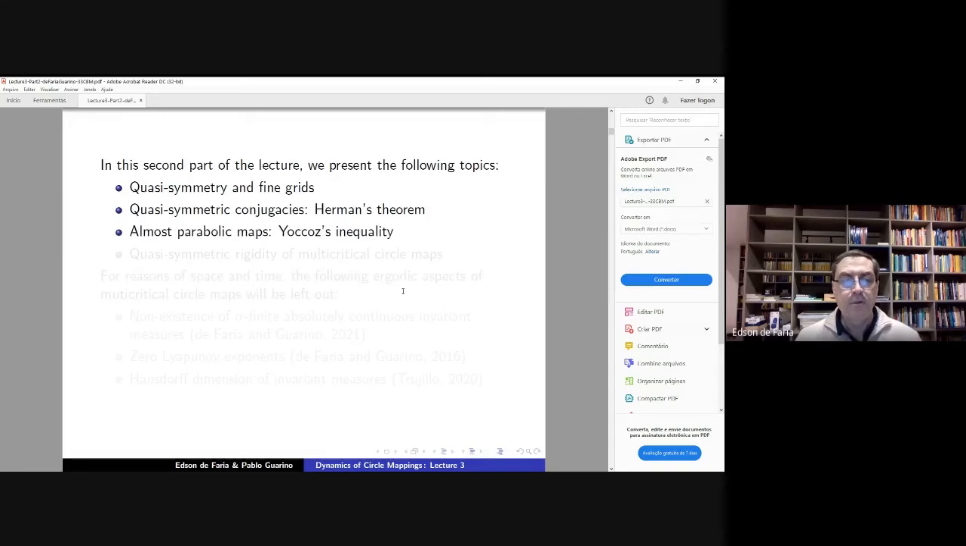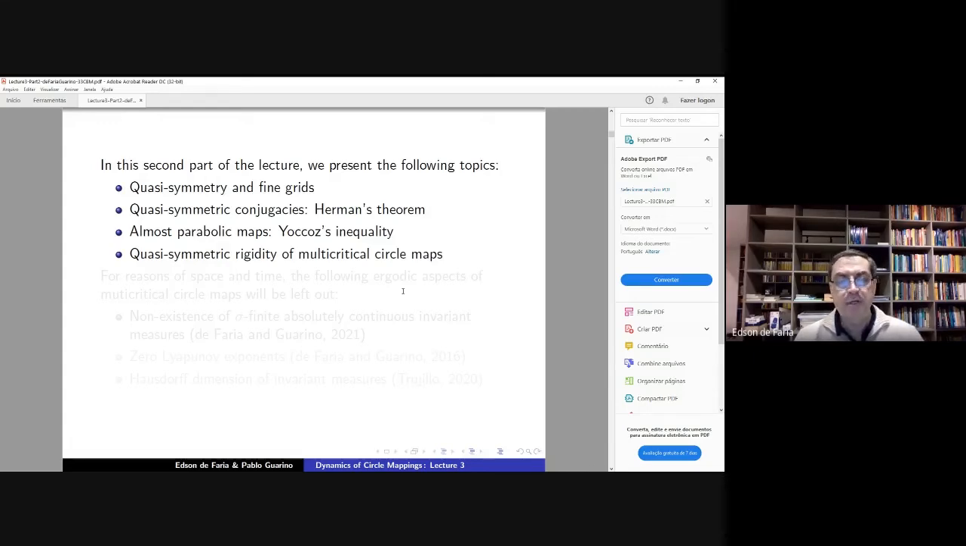Then I will discuss some tools, and the most important tool is an inequality due to Yoccoz involving almost parabolic maps which are near a saddle node bifurcation. Okay, and I will then state the main theorem of this lecture, which is the quasi-symmetric rigidity theorem for multicritical circle maps. I had to make some choices.